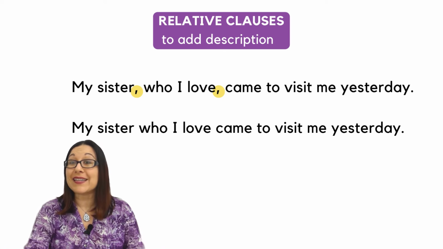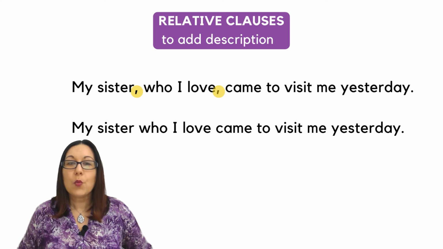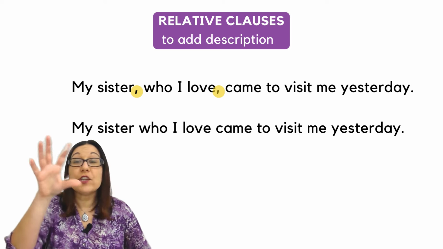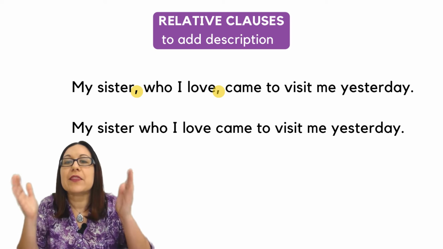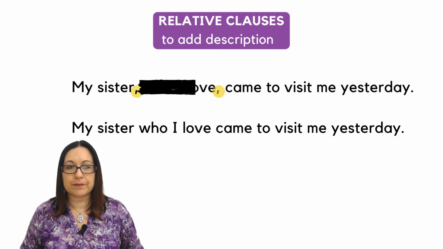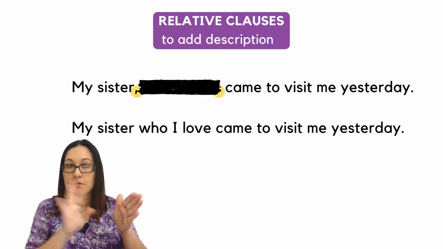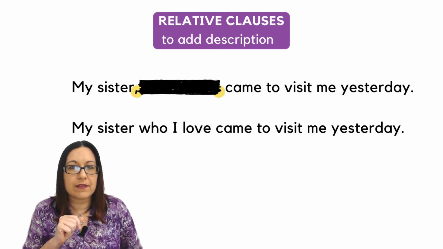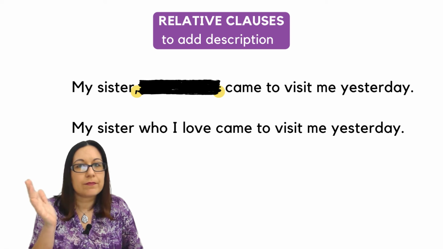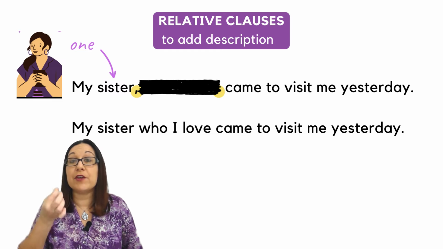So they are both grammatically correct, but there is a difference in the meaning. We add commas when we are saying that this information is extra. So we can remove the information without affecting the meaning of the sentence. Let's see what happens when we remove that information. My sister came to visit me yesterday. How many sisters do I have in this example? One. I have one sister, and that one sister came to visit me.